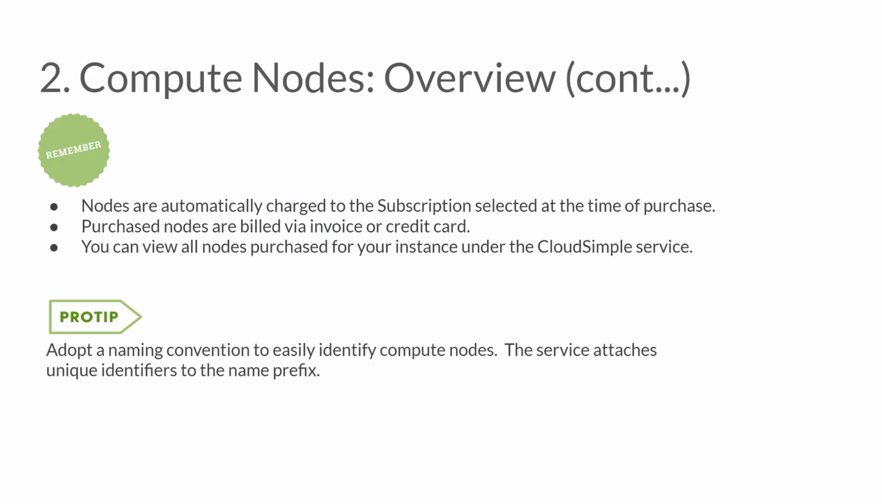Few important points to remember. Nodes are automatically charged to the subscription selected at the time of purchase and can be billed via invoice or credit card. All purchase nodes in your organization can be viewed together under CloudSimple service. Here's a pro tip. Adopt a naming convention to easily identify compute nodes. The service attaches unique identifiers to the name prefix.